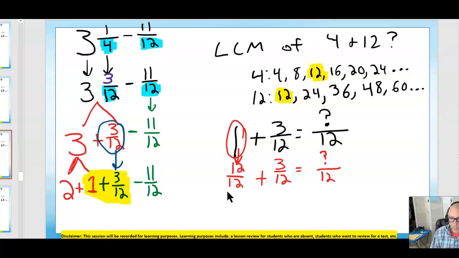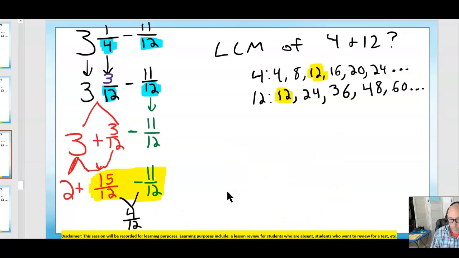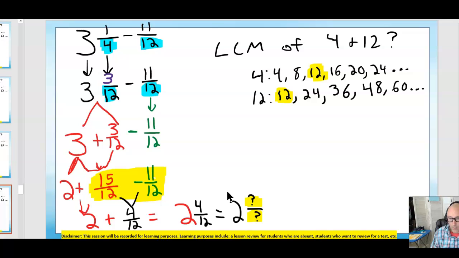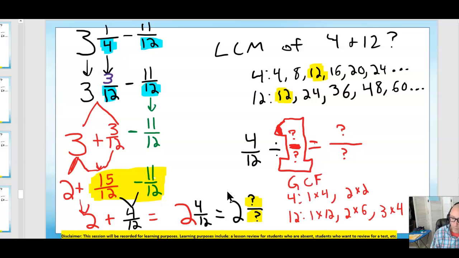Oh no, this is a different problem, I think. Oh no, 15 twelfths, 4 twelfths. Wow, this is symbolic. And I already did this and I forgot that I did it. It is from a couple weeks ago. Oh yeah, now we could bring the 2 and 4 twelfths. We could simplify the 4 twelfths.